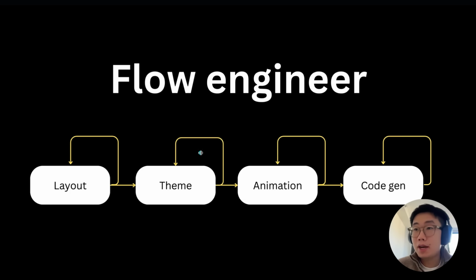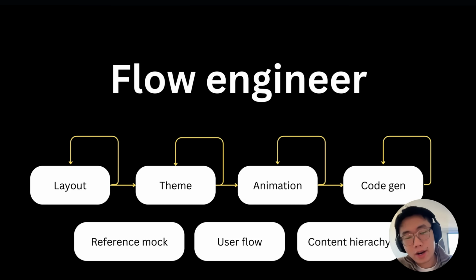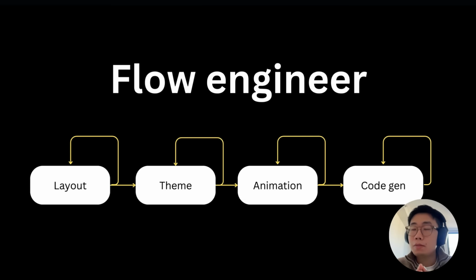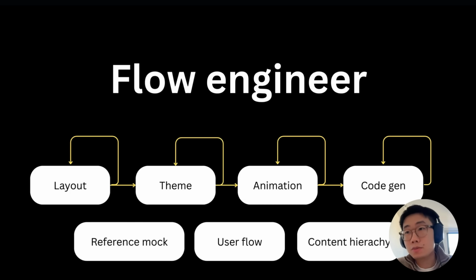And at each step, the large language model might produce multiple different results. I will iterate until I get one version that I like. These 4 steps I listed here are just the starting point that I experimented with the past few days. There are a lot more things that can be tried, like reference mode, user flow, as well as content hierarchy. But I will just talk about this basic flow that I have tried so far. I'm really keen to get you guys to experiment with different things.